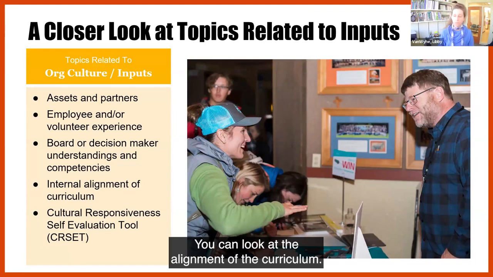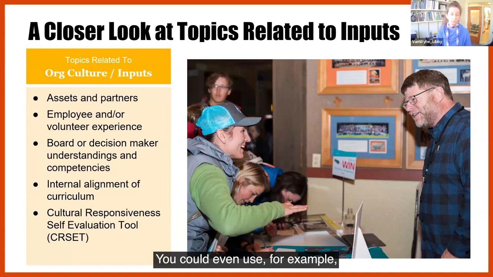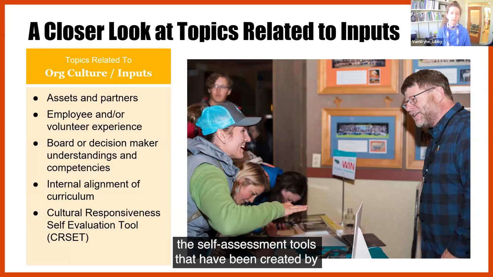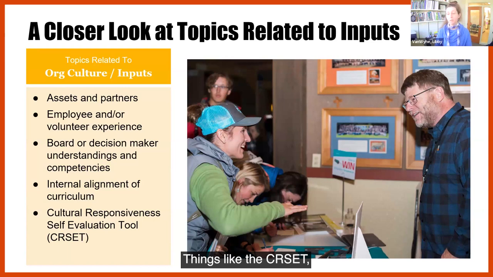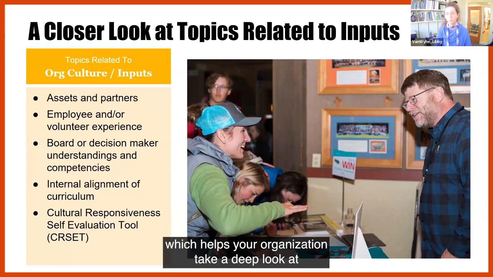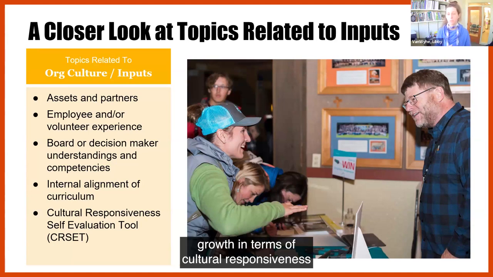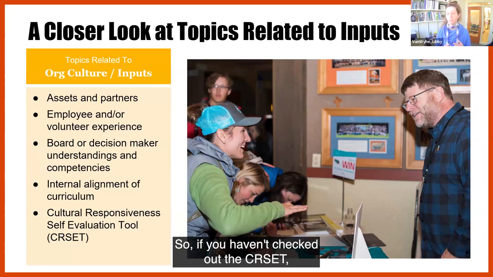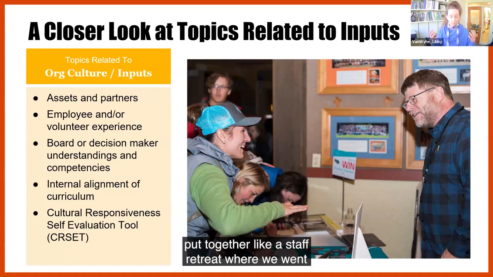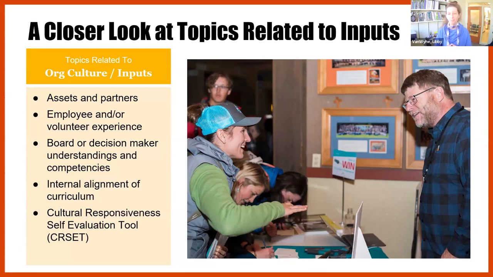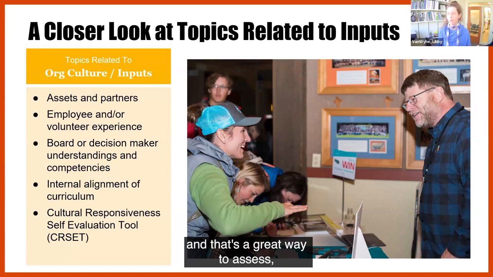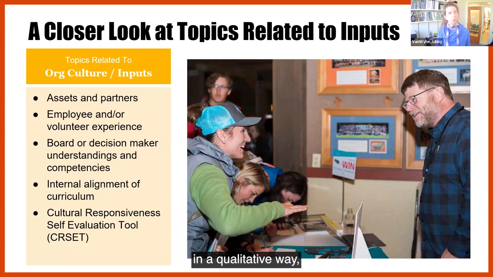You can look at the alignment of the curriculum. You could even use, for example, the self-assessment tools that have been created by OSU Extension Outdoor School before my time. Things like the CURSET, the Cultural Responsiveness Self-Evaluation Tool, which helps your organization take a deep look at your own biases, blind spots, and potential opportunities for growth in terms of cultural responsiveness in your own team and staff. If you haven't checked out the CURSET, our Outdoor School team put together a staff retreat where we went through that process with Stephen's help. We ran through that experience, and that's a great way to assess in a qualitative way where you stand as an organization.